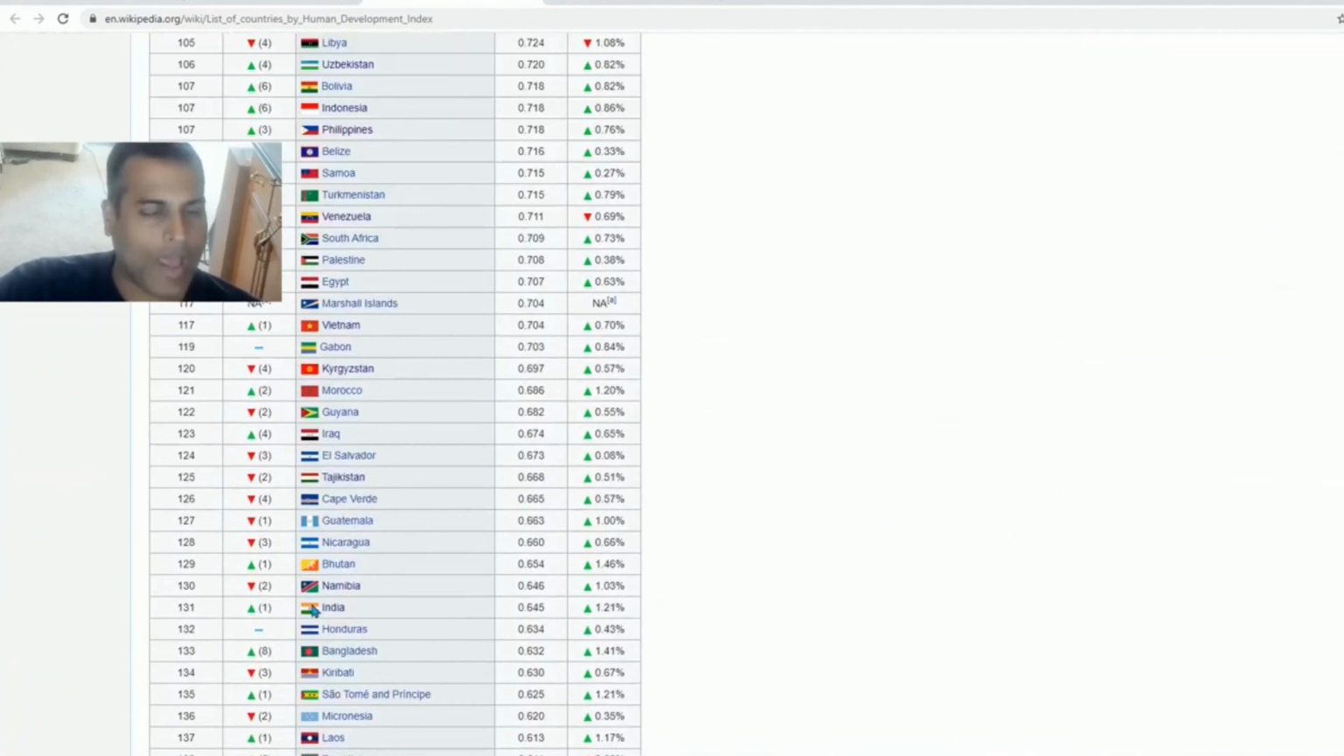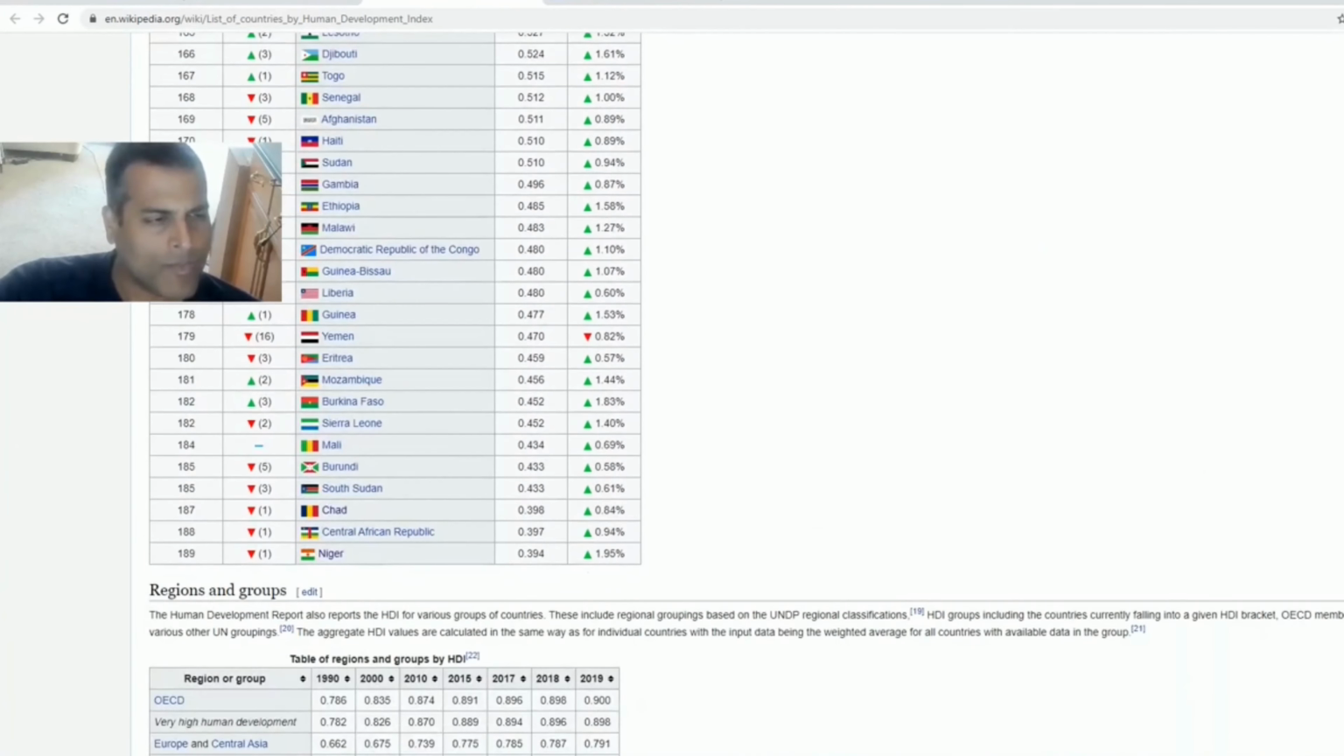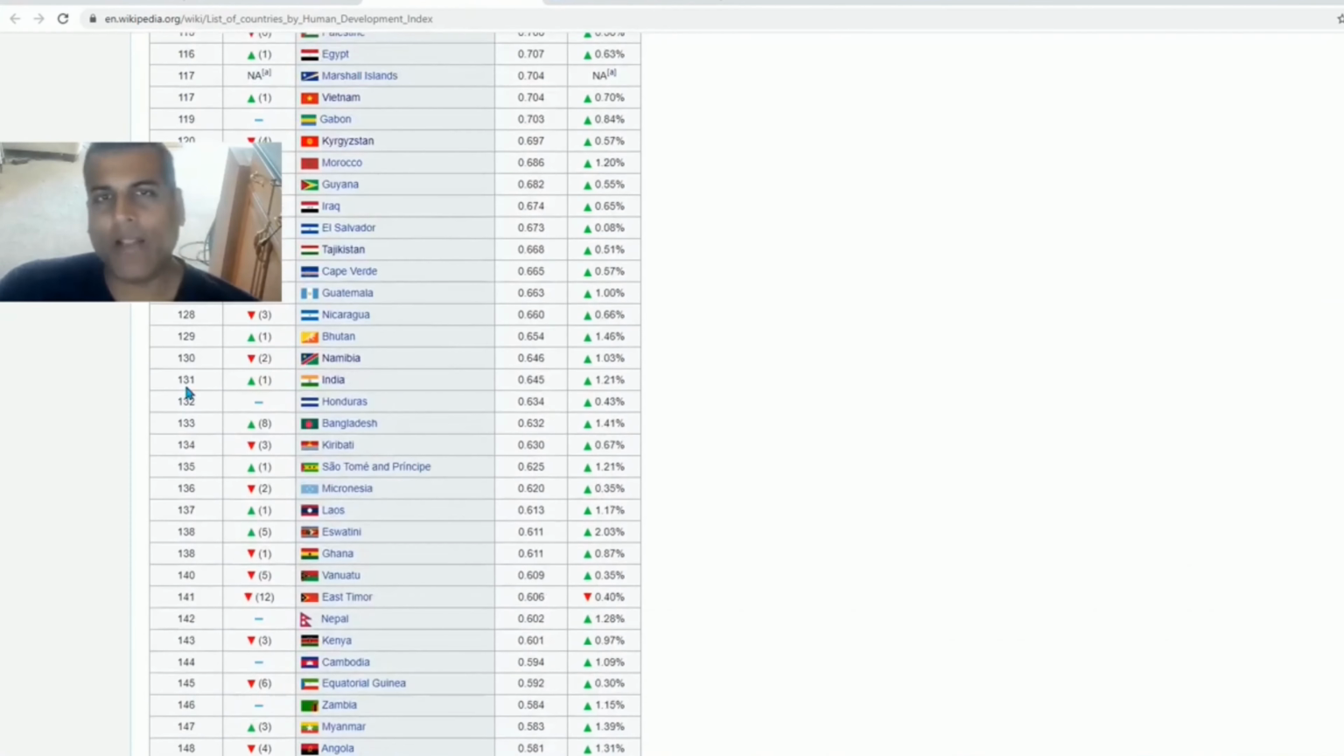So India has a ranking of about 131 out of all the countries in the world. How many countries in the world are there? About 189 countries. India is number 131 out of 189, which is about the same ranking it has had for the last 60 years. How can an economy that is supposedly having high growth still be ranked as low as number 131 and still have the same ranking that it had for at least the last 30 years, let's say?